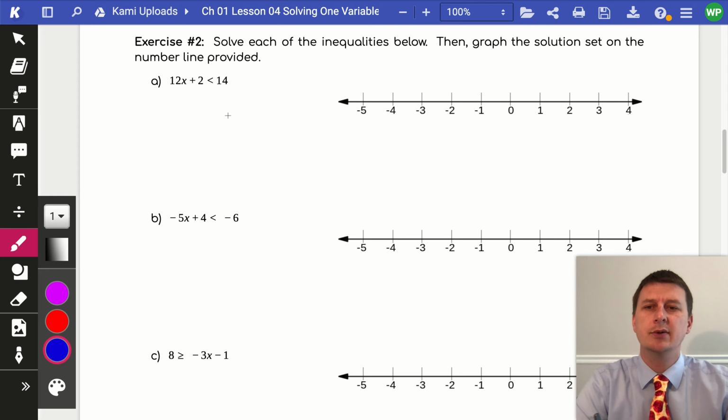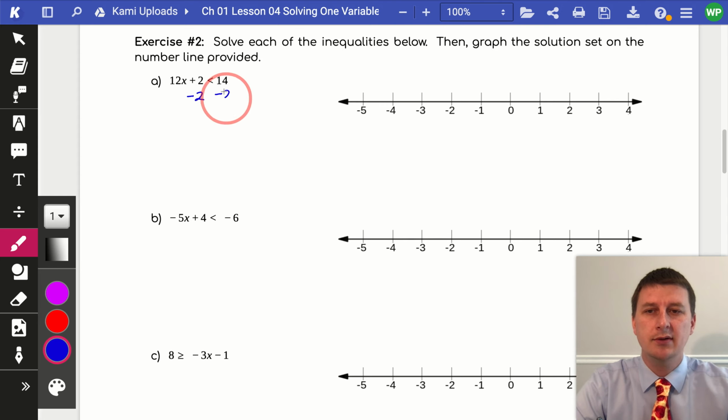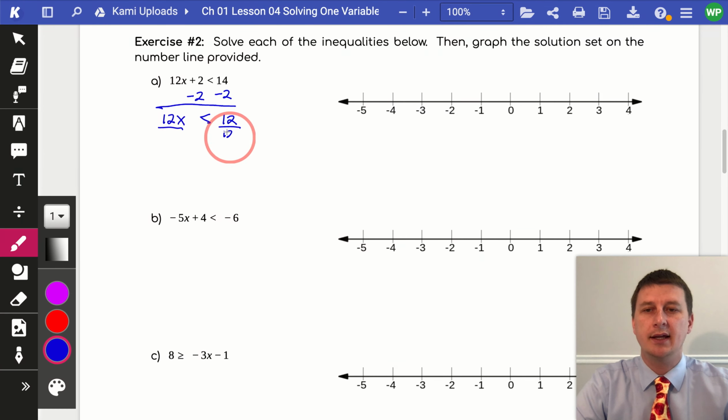So the first thing we're going to do here, as we know from solving equations, is undo the addition or subtraction first, and we'll subtract 2 on both sides, and we'll be left with 12x is less than 12. Now, we're going to divide by 12 on both sides, and then we're going to arrive at the answer of x is less than 12 divided by 12, which is 1.